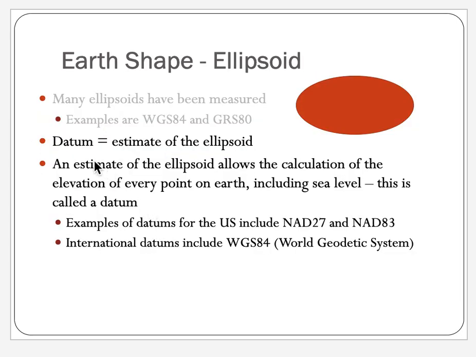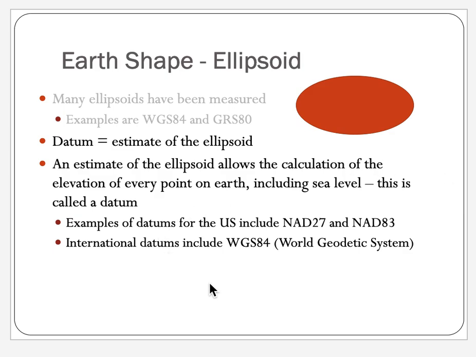So again, a datum is an estimate of the ellipsoid. A datum is built on top of the selected spheroid and can incorporate local variations in elevation. So a datum is attached to a spheroid or an ellipsoid. Like we just went over the ellipsoids, and we know that different ellipsoids have different major and minor axes. So you want to choose the ellipsoid that best fits your region. An estimate of the ellipsoid allows the calculation of the elevation of every point on Earth, including sea level, and this is called a datum.